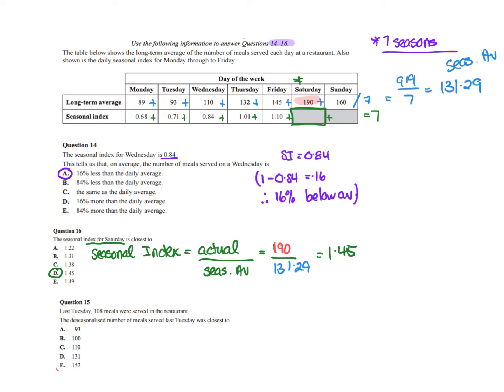Okay, now let's just do this last question here. It says last Tuesday, 108 meals were served. So they're giving you an actual there. Now it says the deseasonalized number for Tuesday. So I'll write the formula: deseasonalized is actual over seasonal index. So the actual they gave me. And what's the seasonal index for Tuesday? They said up here that it all relates to this, so I can go and read it off. And what is it? 0.71, so I'm grabbing it from there. And then we get the answer, I think it rounds to 152.